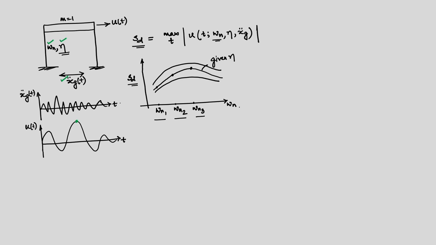I repeat once more. We have a single degree of freedom system. For that, we change the parameters of the single degree of freedom system. What are the parameters? Natural frequency and damping. Then we select an earthquake. For that earthquake, we find out the response of the structure for the given damping level, and we keep on changing the natural frequency. Then for each value of the natural frequency, we have the maximum value of the deformation, and if we plot that deformation, we get a spectrum which is the response of the structure, hence it is called response spectrum.